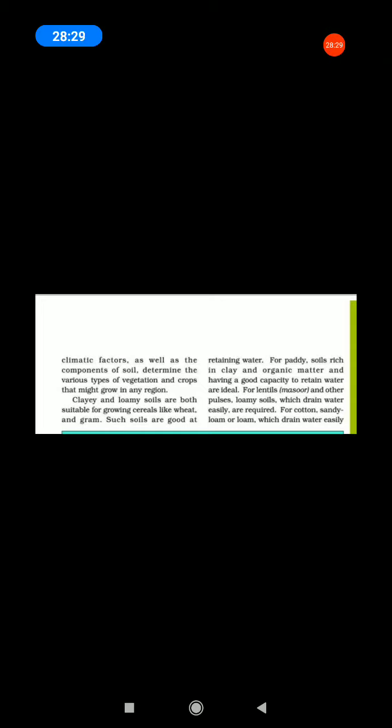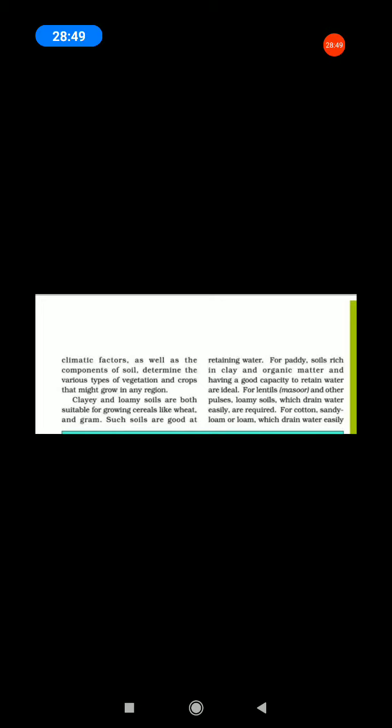See your book page number 103. As well as the components of soil, they determine the various types of vegetation and crops that might grow in any region. Okay, that grow in any region. Underline the word.